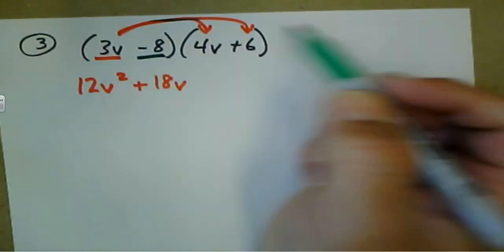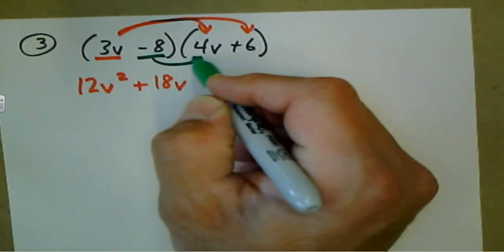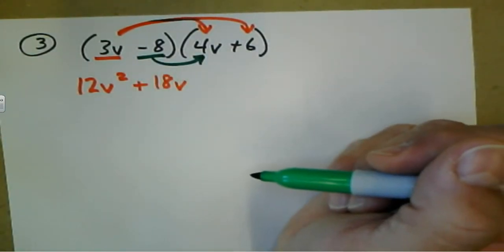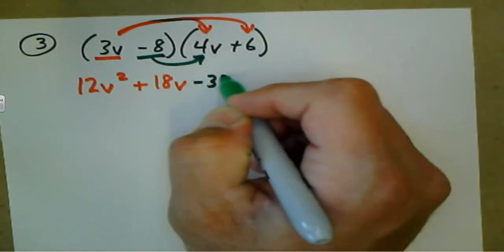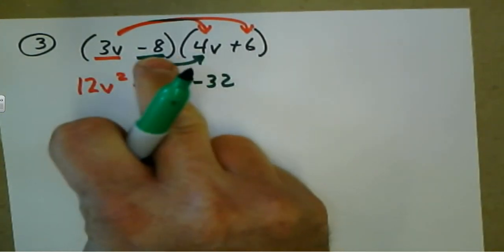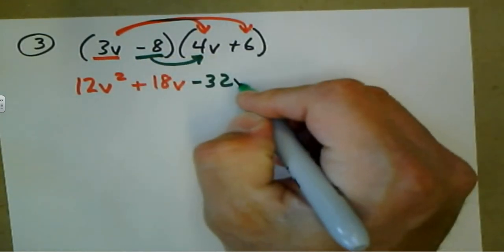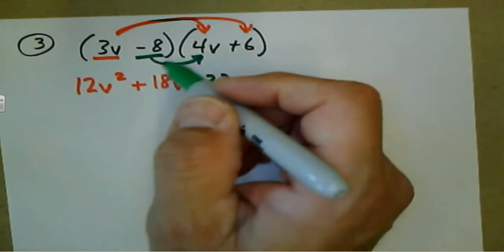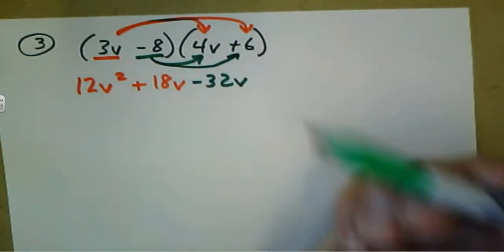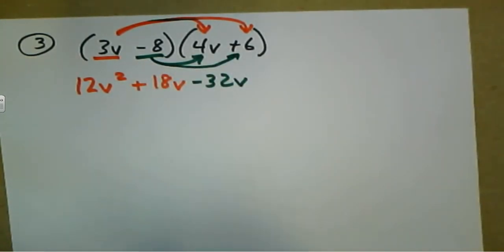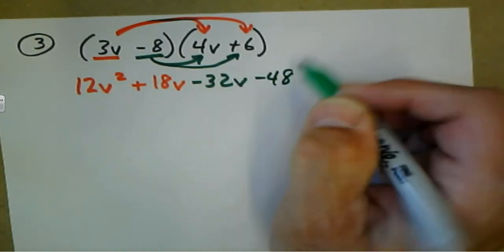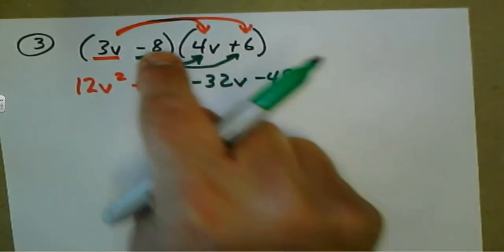Now we take the next one. -8 times 4 is -32. How many v's do they have together? 1. Couldn't tell if you said 1 or none. Now we take -8 times 6. Do they have any v's? No.